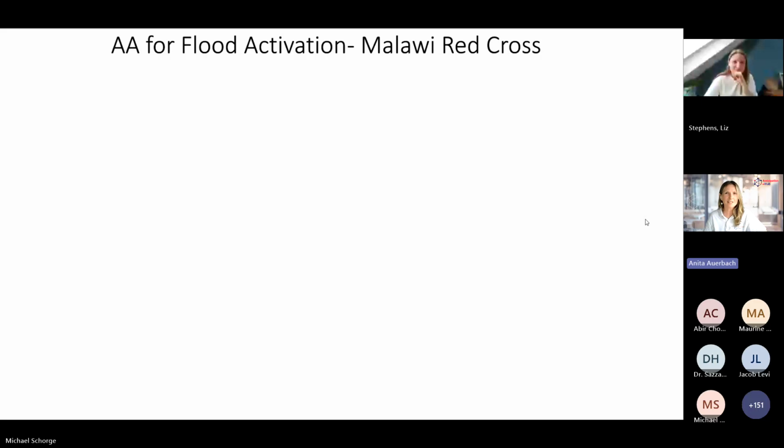Does everybody else see the Malawi Red Cross? Yeah, I think it's an animated slide, so you just need to click through. Keep pressing. Yeah. Click through.